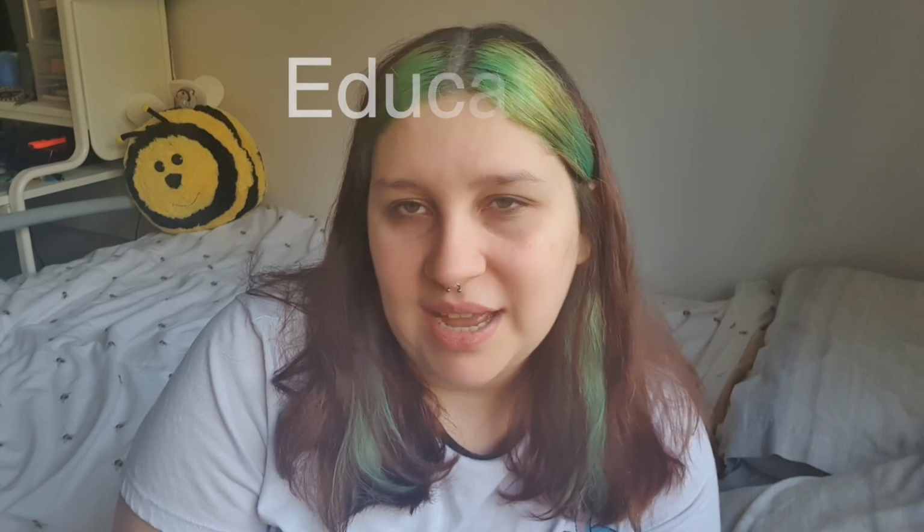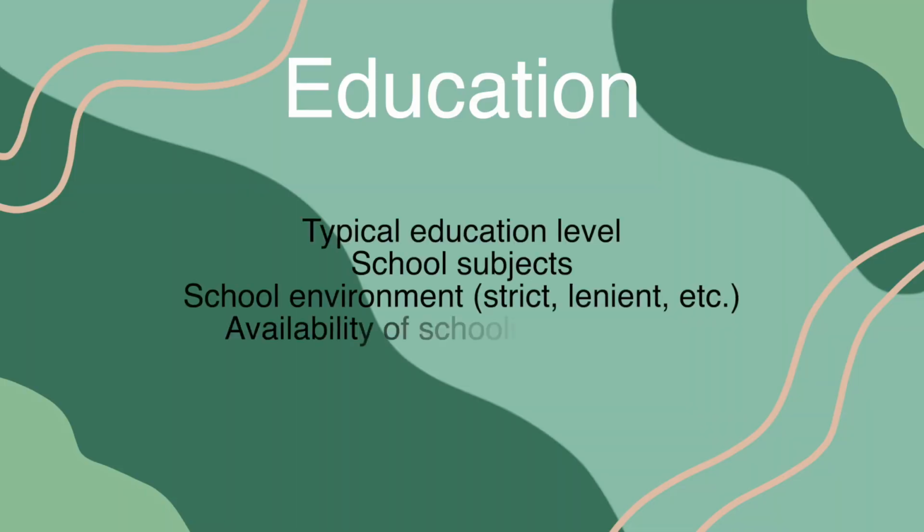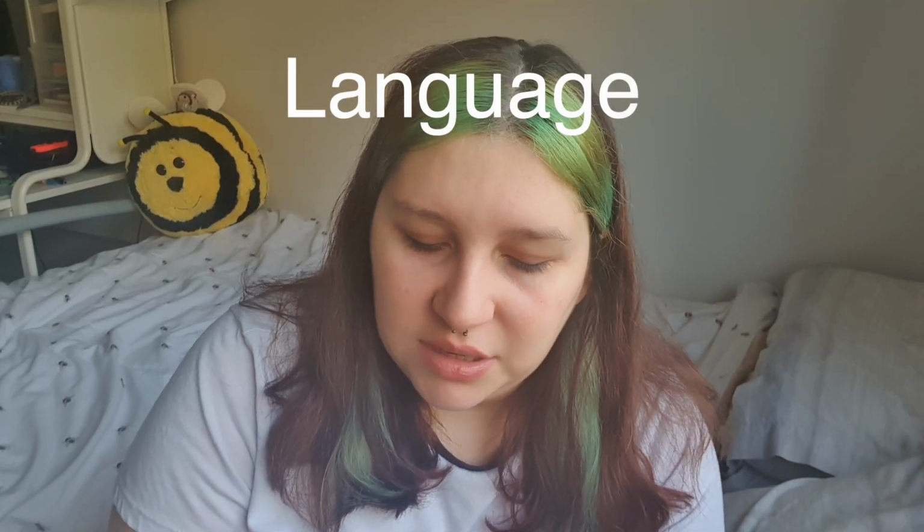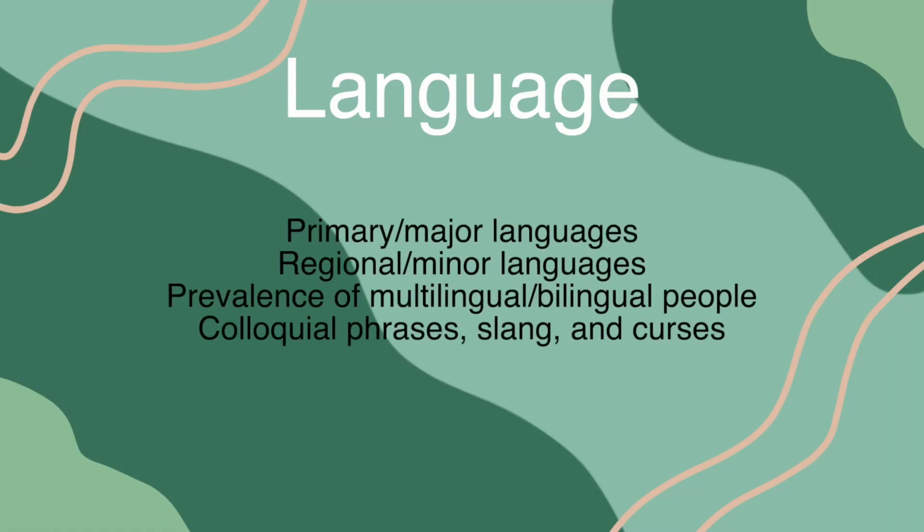Then we have education: typical education level, school subjects, school environment, strict, lenient, etc. Availability of schooling/education, cost of education, restrictions on education due to gender, abilities, species, etc. Then we have language, which is primary/major languages, regional/minor languages, prevalence of multilingual/bilingual people, colloquial phrases, slang, and curses.